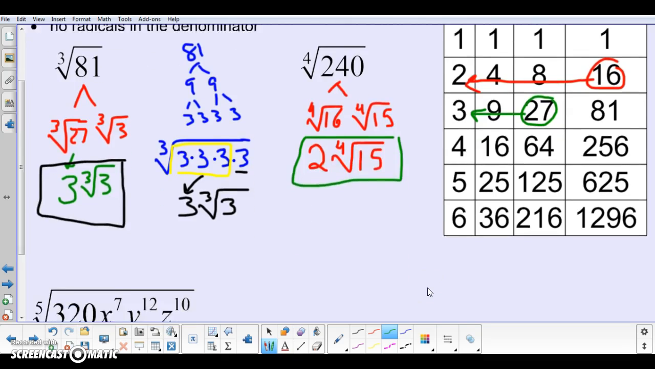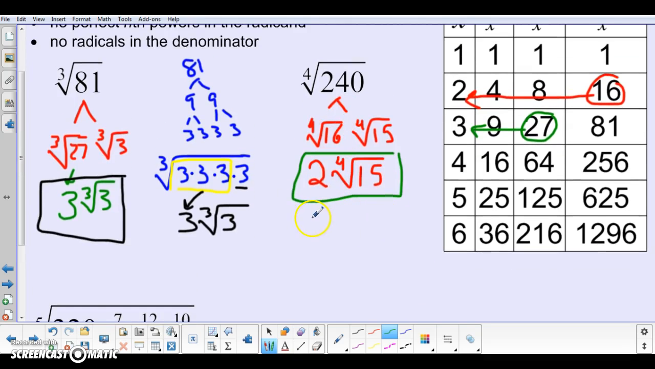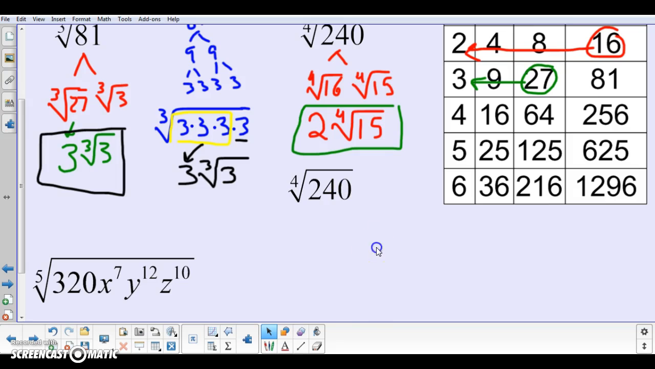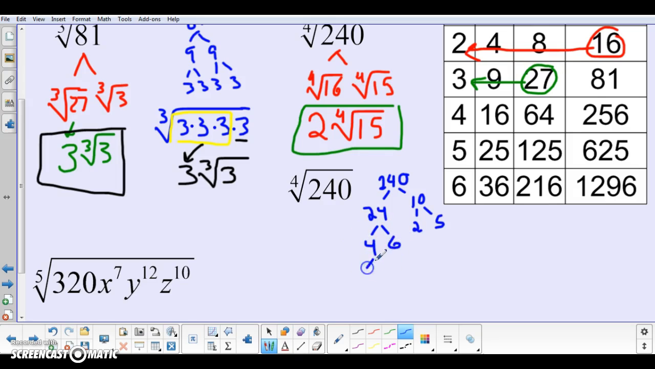Again, if I were to do it the other way and write out all the factors, it would look something like this. I have the fourth root of 240, so I'll just copy it down here. I would make a factor tree with 240. Let's see, some easy factors here. We'll go with 24 and 10. And then the factors of 10 would be 2 and 5. For 24, we're looking at 4 and 6. 4's factors are 2 and 2. 6's factors are 2 and 3.